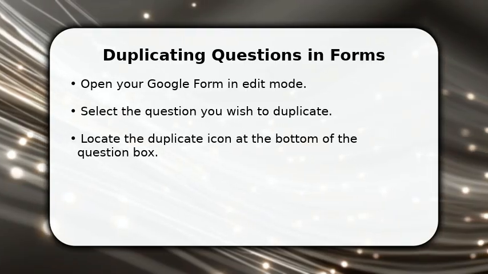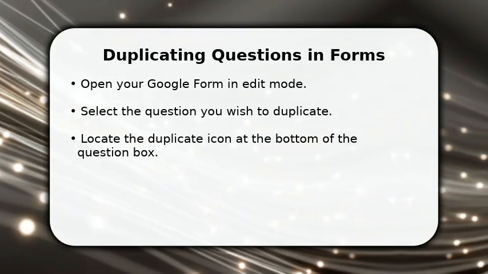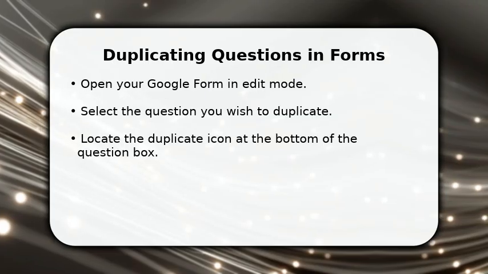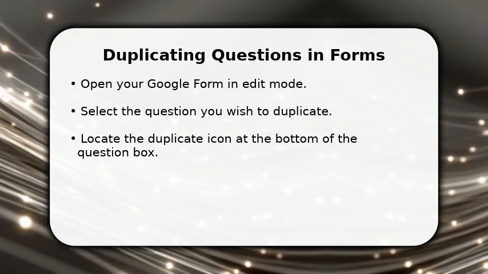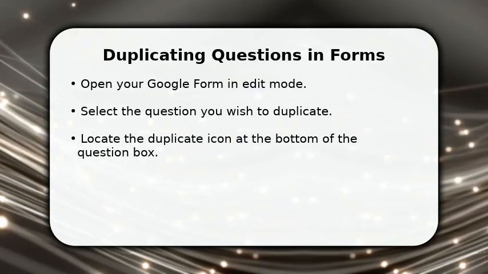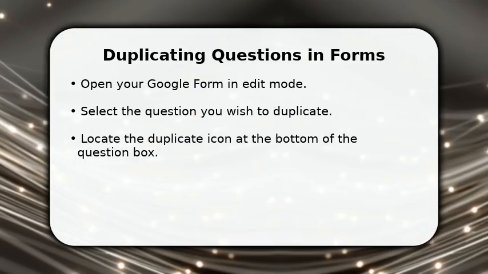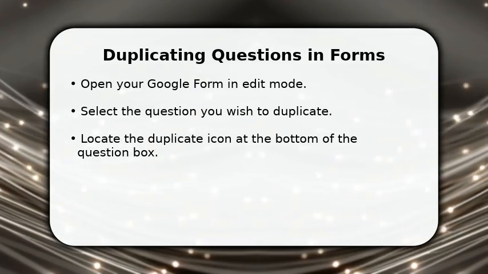First, open your Google form in edit mode. Then, click on the specific question you want to copy. You'll see a small icon that looks like two overlapping squares at the bottom of the question box. This is your duplicate button, and it's super easy to find.